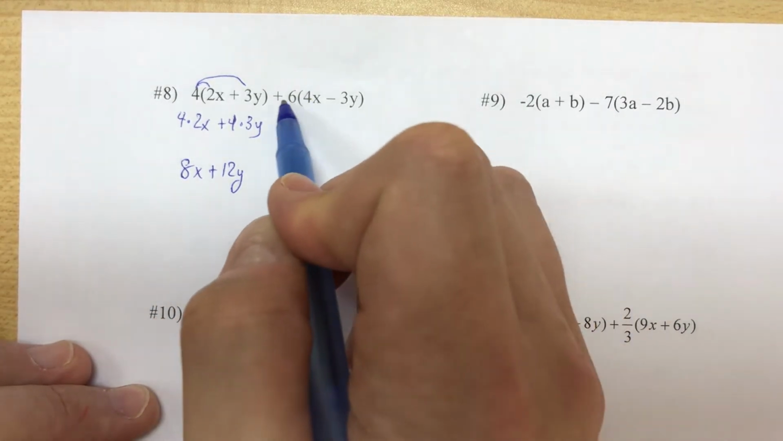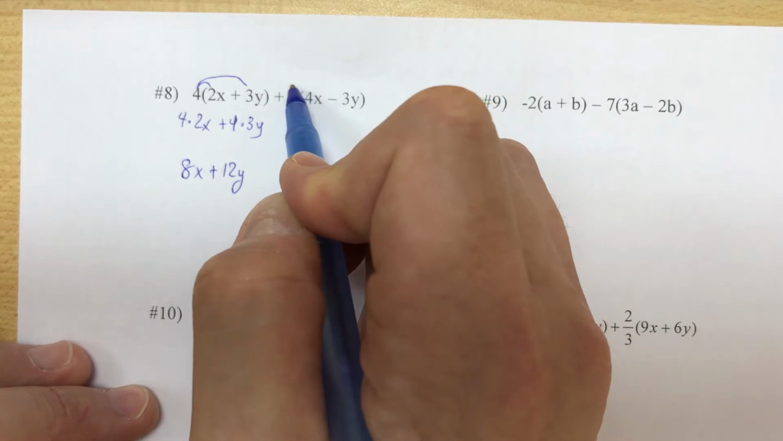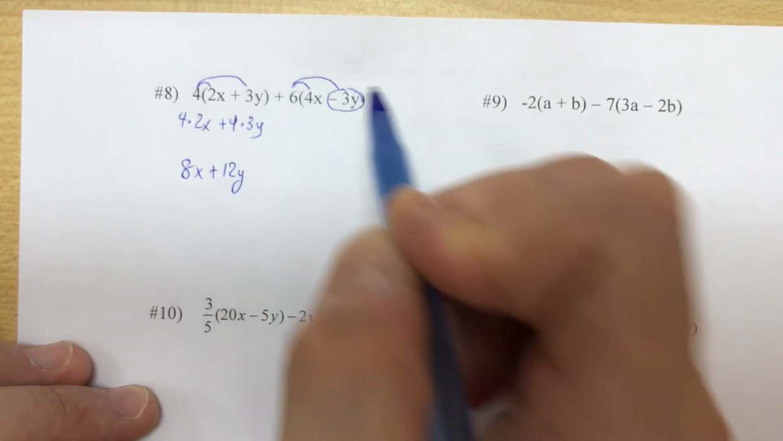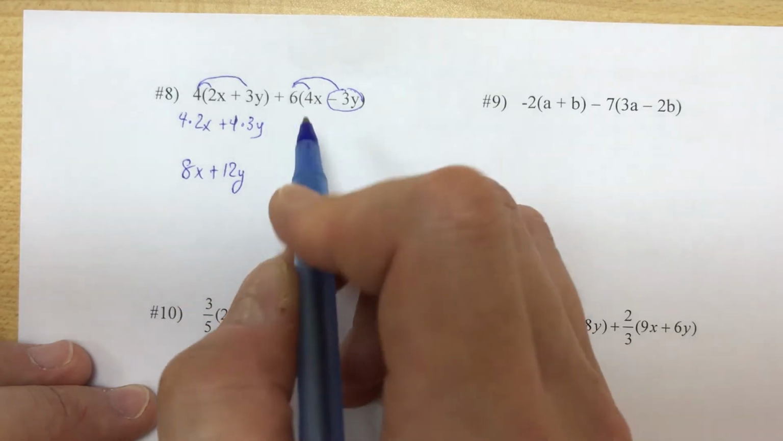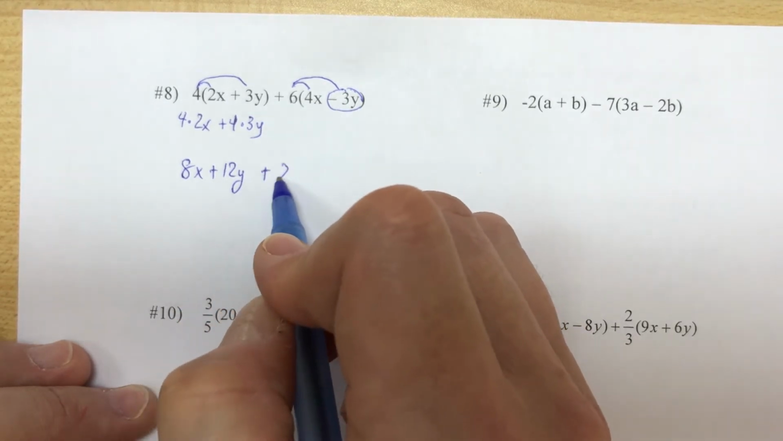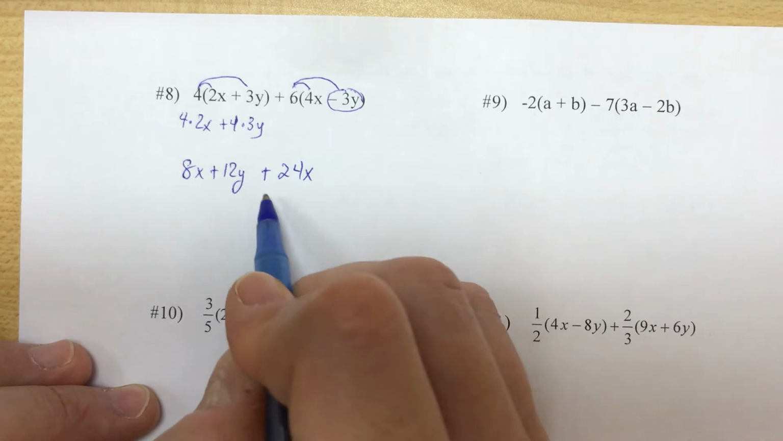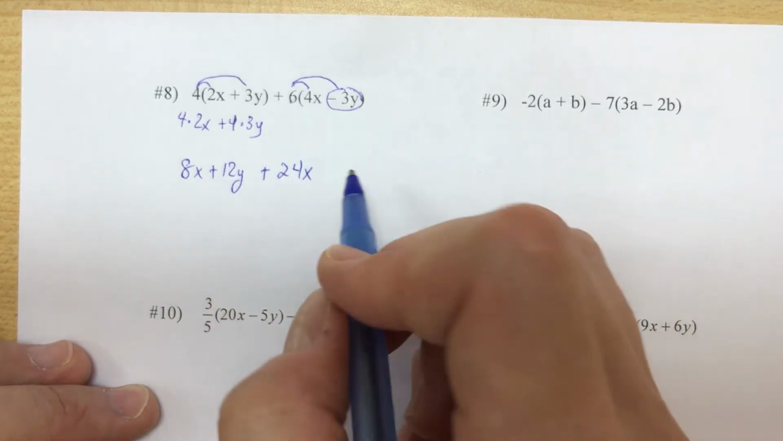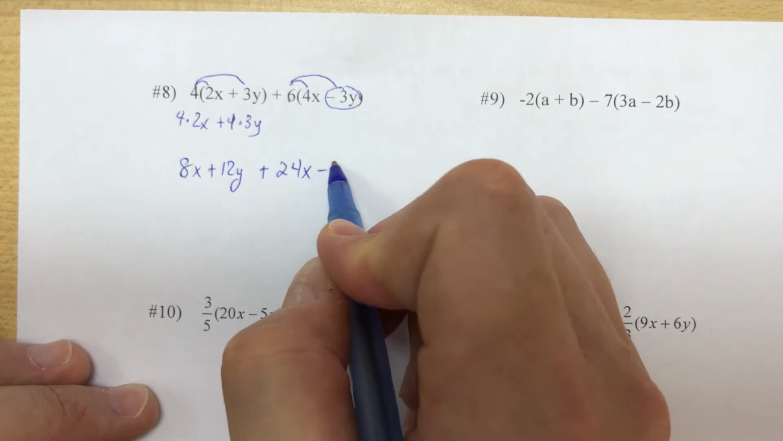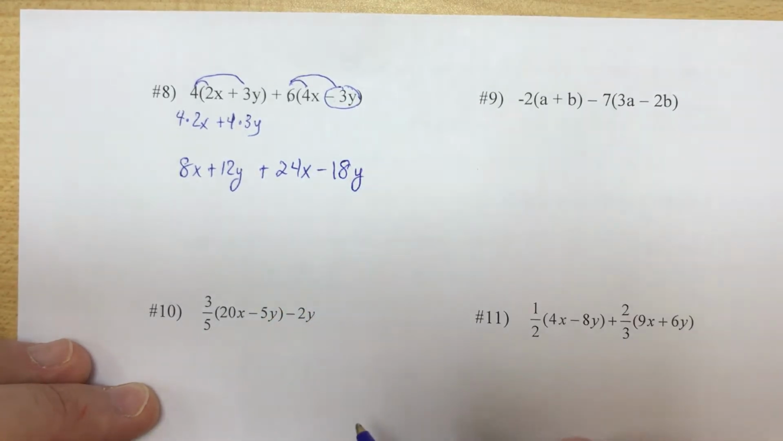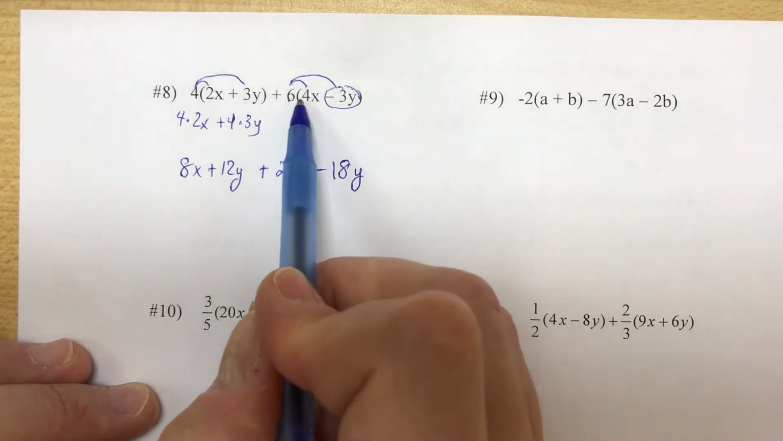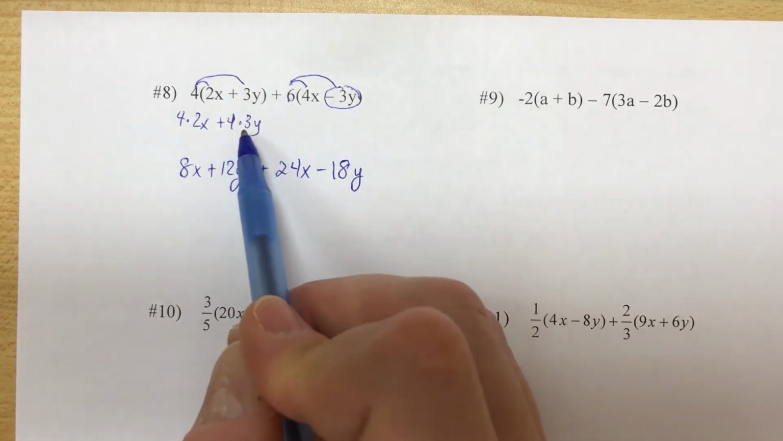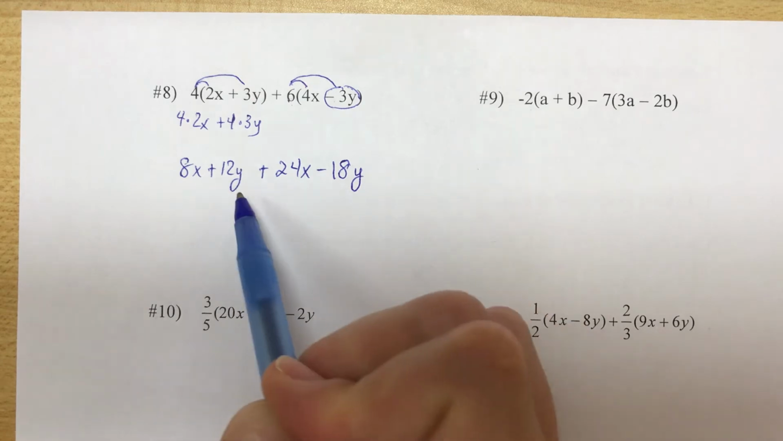But what I'm going to do here for this one, I know that I'm distributing a 6. That's a negative 3y. 6 times 4x is 24x. It's positive, that's why I'll put the plus there. 6 times negative 3y is minus 18y. Okay, so you can do a lot of this in your head. You can do the multiplication in your head. You don't have to show this step. This you have to show.